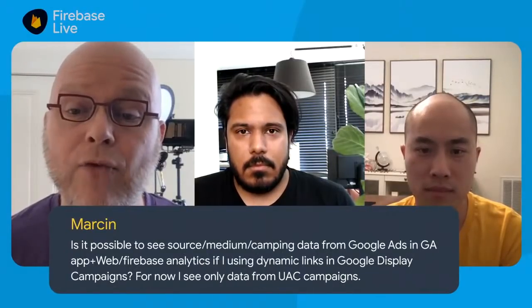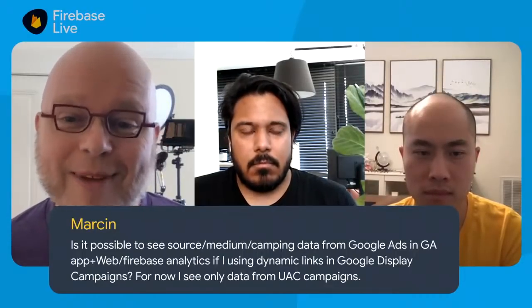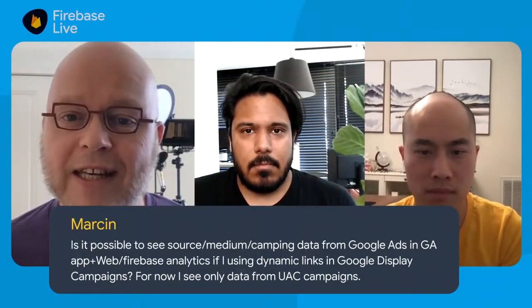And that brings us to our final question, and it's a long one from Marcy in this case. Is it possible to see the source, medium, or campaign data from Google Ads in a Google Analytics app with Firebase Analytics if I'm using dynamic links in Google Display campaigns? For now, I only see data from the UAC campaigns. And Kevin, this is a lot of magic words. Do you know the answer to this?